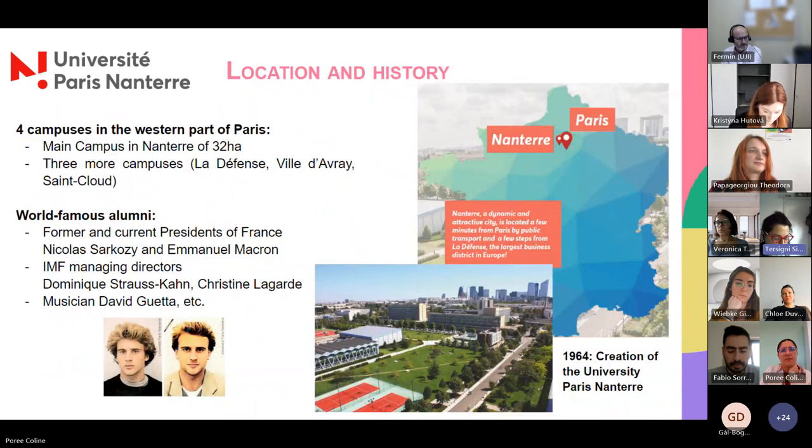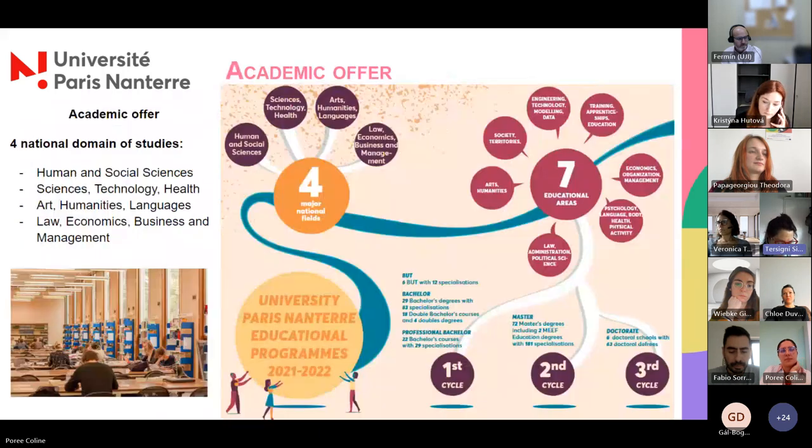Our university has an academic offer in 4 domains of studies. The first one is human and social sciences. The second domain is the sciences, technology, and health. The third domain is art, humanities, and languages. And the fourth is law, economics, and business.